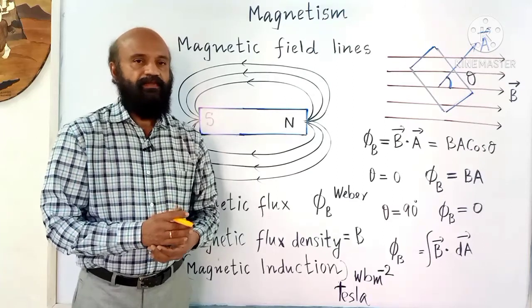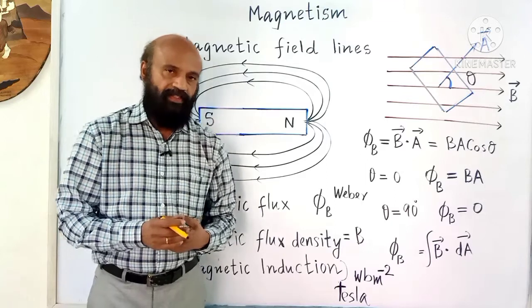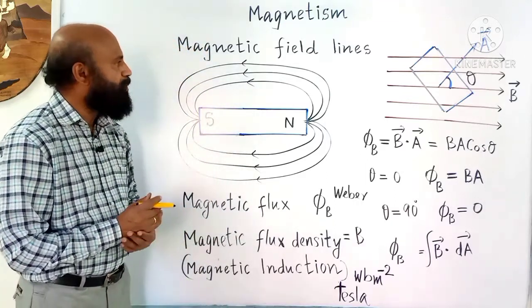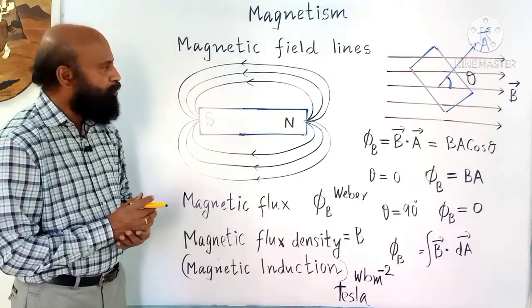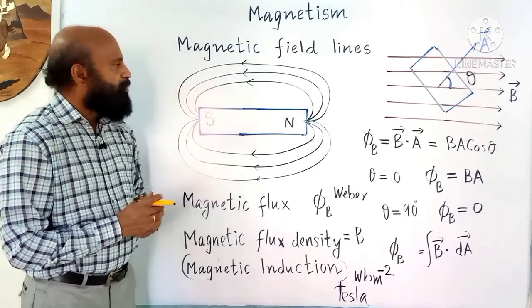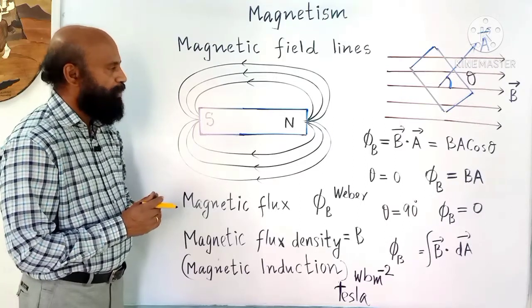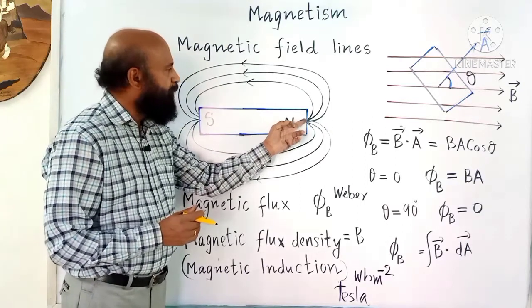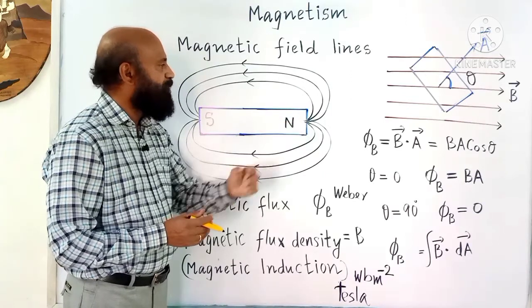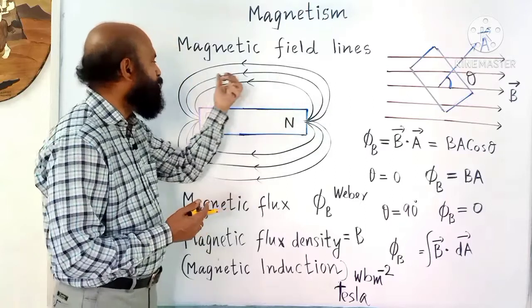Surrounding a magnet, there is a region in which its influence is experienced. That region is called the magnetic field. A magnetic field can be represented by magnetic field lines. That concept was developed by Michael Faraday. Magnetic field lines are the lines along which a unit north pole will tend to move if it is free to move.